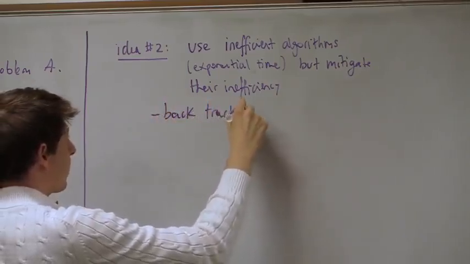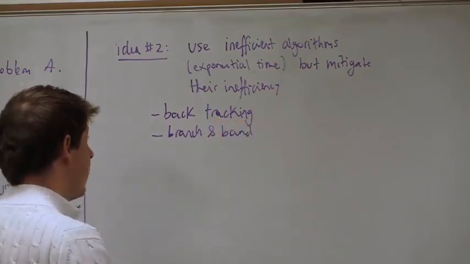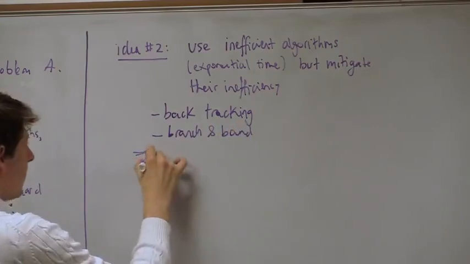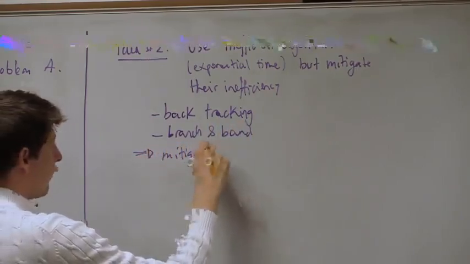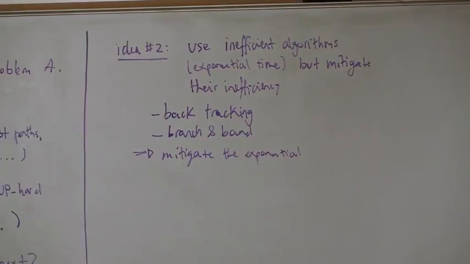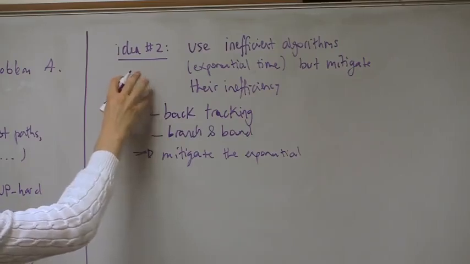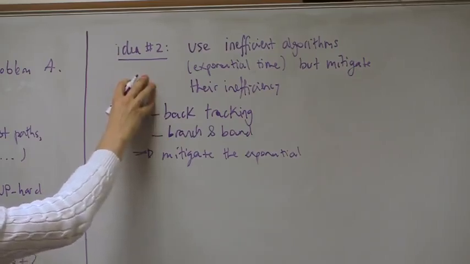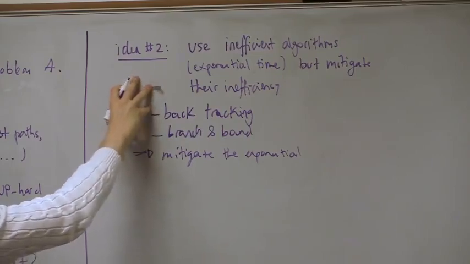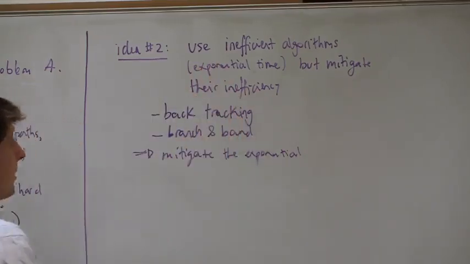backtracking or branch and bound that you may have seen in other courses. Basically, you want to mitigate the exponential. And these mitigations may very well make your inefficient algorithm good enough for the instances that you find in real life. Okay? So basically, the idea of number 2 is to say, let's insist on correctness. We're just going to give up on the requirement that the algorithm is both correct and efficient, but we're going to mitigate it so that it can handle instances of the sizes that you're interested in.